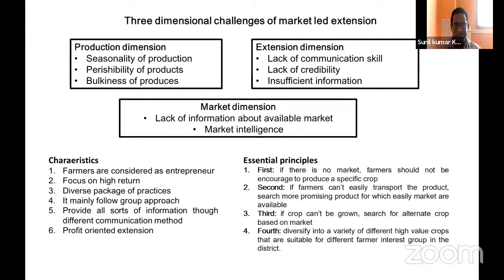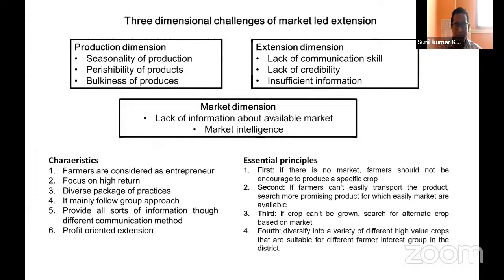There are some market dimensions also, like the lack of information about available markets, where the markets are, what type of initiative can be taken, and where I can sell. And they generally lack market intelligence, like what type of fluctuations there are in every section of commodity, where these fluctuations come from, and what type of glut situation there is in the market. So farmers generally lack this type of intelligence in their marketing skill. So these three dimensions can be useful for market data extension.